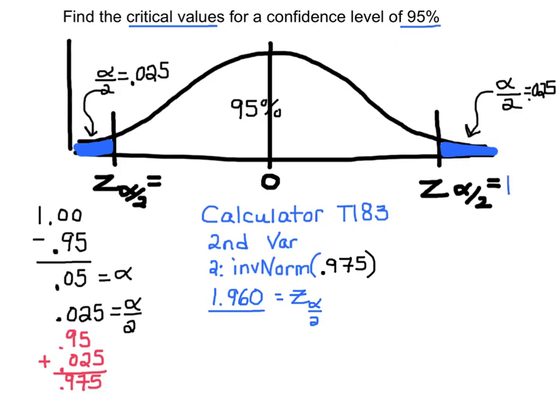So this z-score, or critical value, is 1.960, and the z-score to the left is negative. It's the same absolute value, but it's negative 1.960. So this is how we find our critical values. Here we go. Our critical values for a certain confidence interval using the calculator.